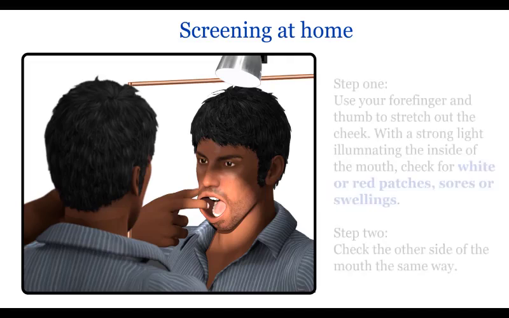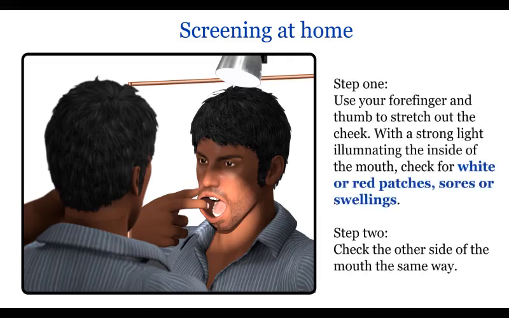Step 1. Use your forefinger and thumb to stretch out the cheek. With a strong light illumination inside the mouth, check for white or red patches, sores, or swellings. Step 2. Check the other side of the mouth in the same way.